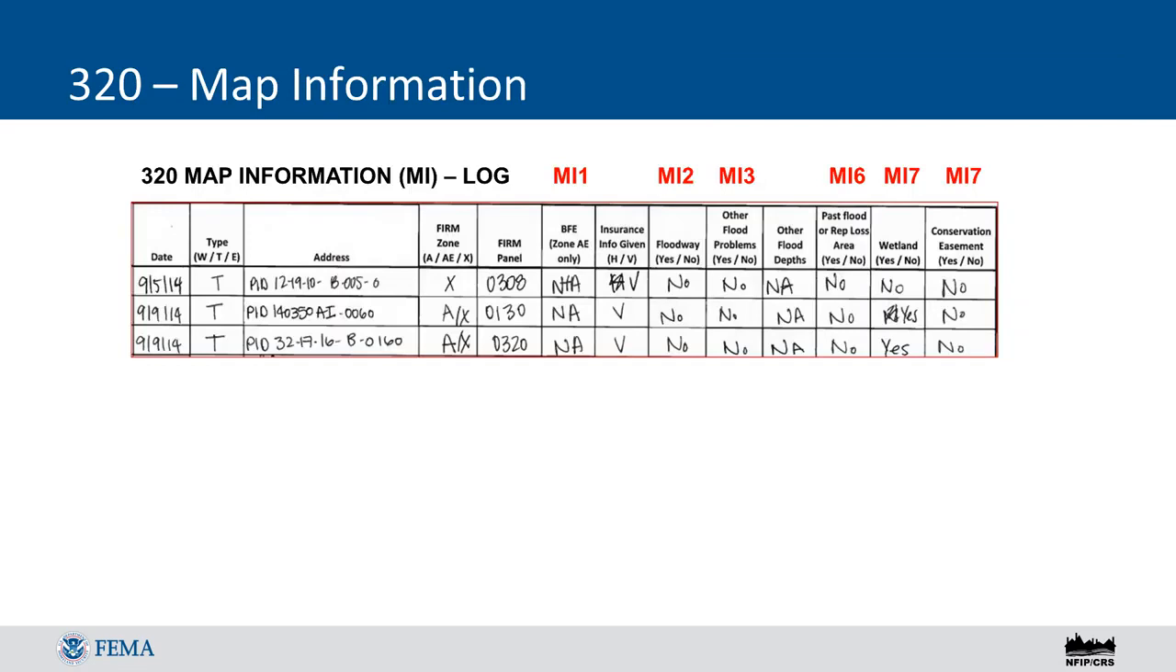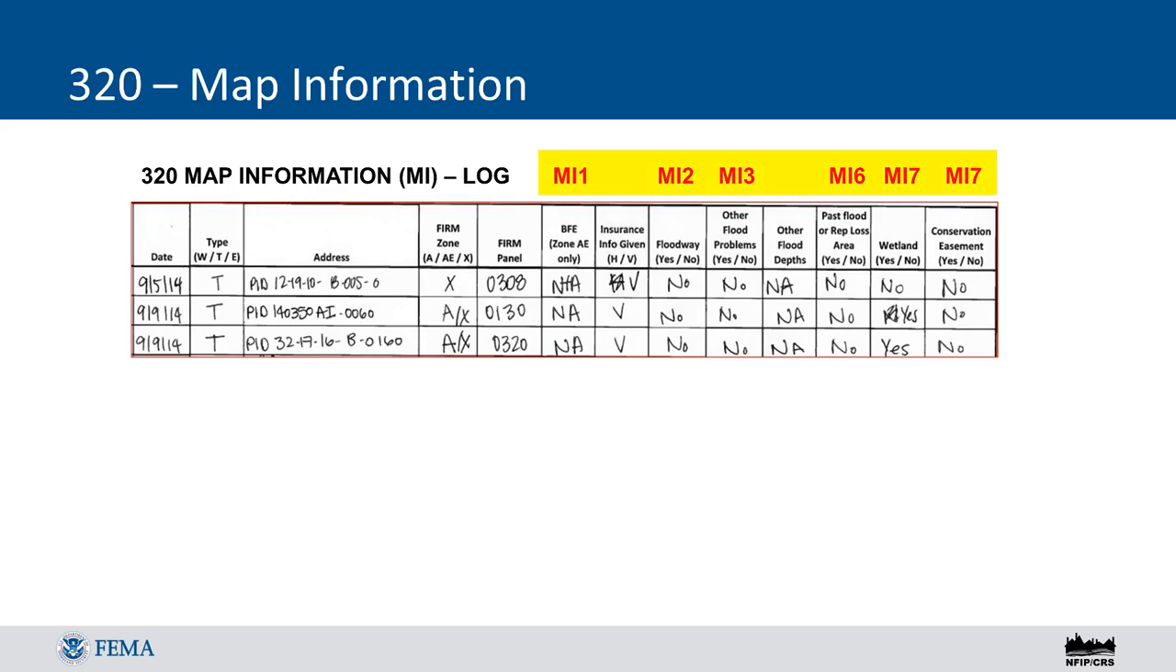Let's get into Activity 320, which offers credit for the map information service you provide on FIRMs and other flood-related map information you give residents when they call in. Like any service you provide in CRS, you must publicize it and must track it or document it. So the 320 map information log is one way of tracking.